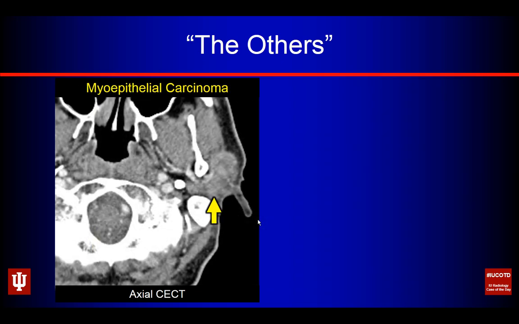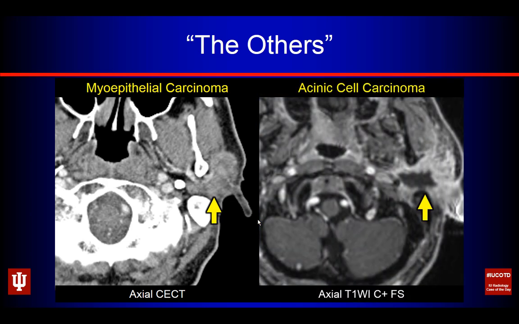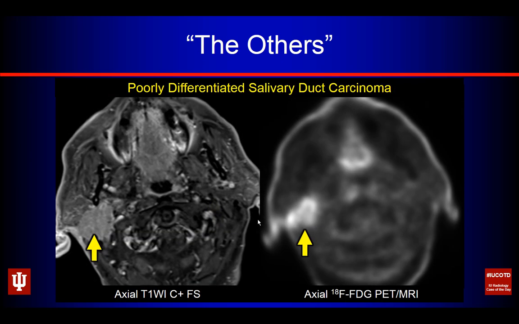This one, infiltrating mass, a little bit more solid. This was a myoepithelial carcinoma. Here's an infiltrating, almost necrotic looking mass in the left parotid in a different patient on MRI. This was an acinic cell carcinoma. Kind of a solid but irregular shaped infiltrating mass spanning the superficial and deep lobes. You can see on this PET MRI that it's markedly FDG avid. This was a poorly differentiated salivary ductal carcinoma.